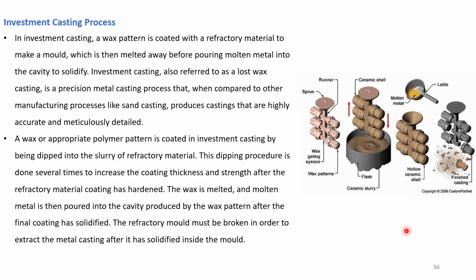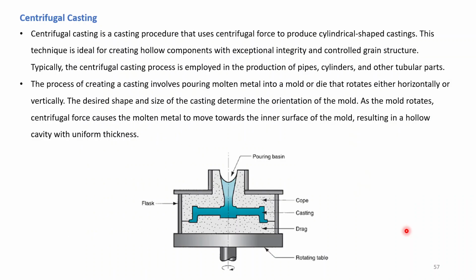Okay, now after this you have centrifugal casting. So in this case you will be using centrifugal force, right? So this molten metal is poured, then you will be rotating this part. So this helps in getting defects reduced.